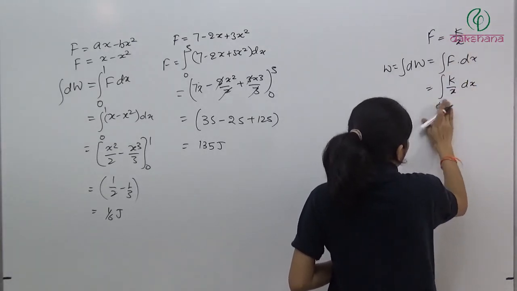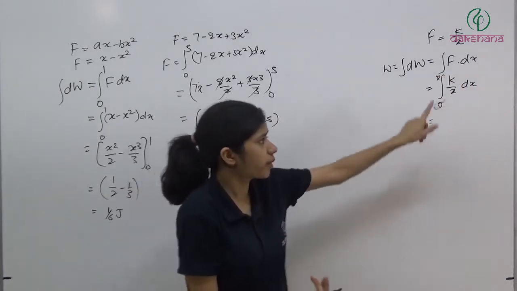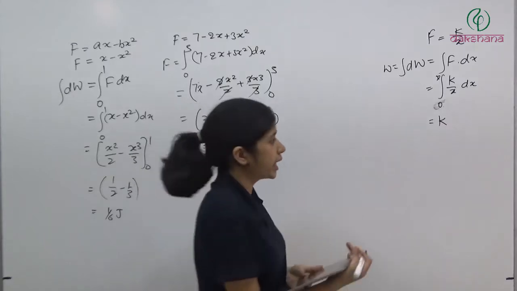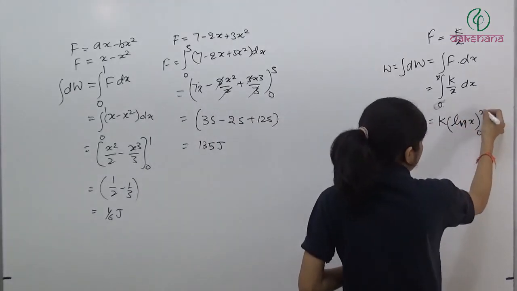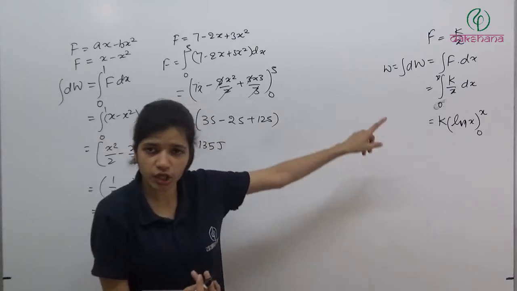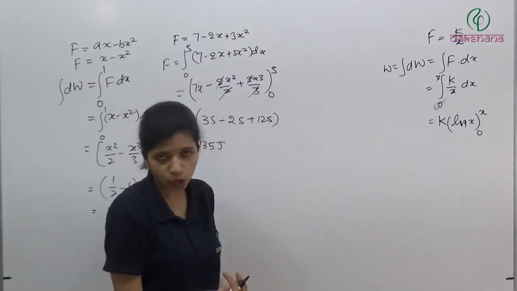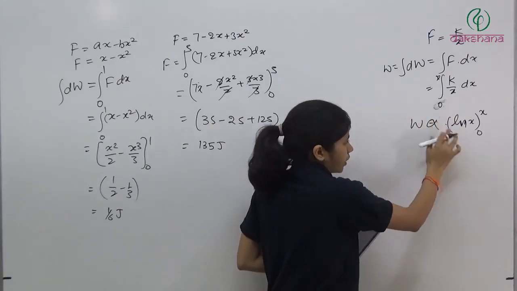Okay? From 0 to x. So now, take k as common, integration of 1 by x is ln x. So we will get ln x from 0 to x. So now do we have such an equation in the options? No. So the answer will be none of these. The work done is going to be proportional to this ln of x.